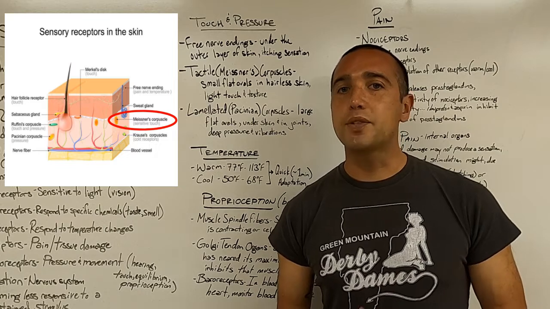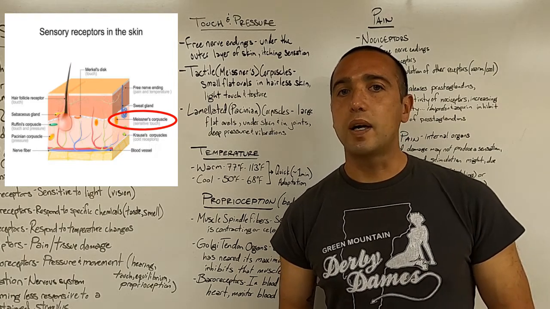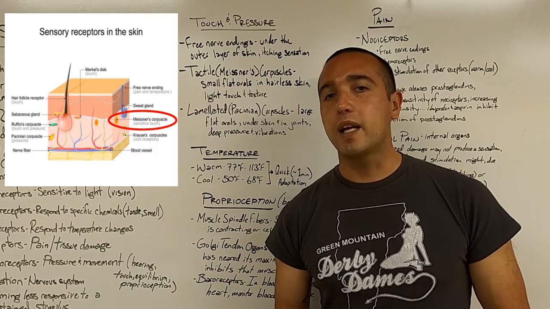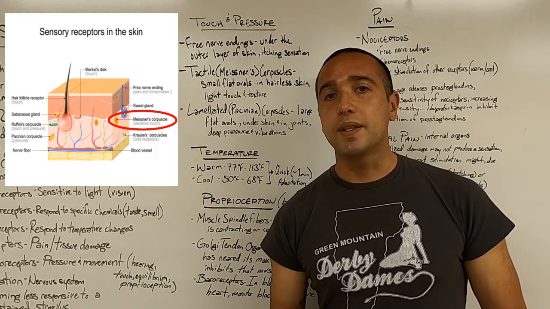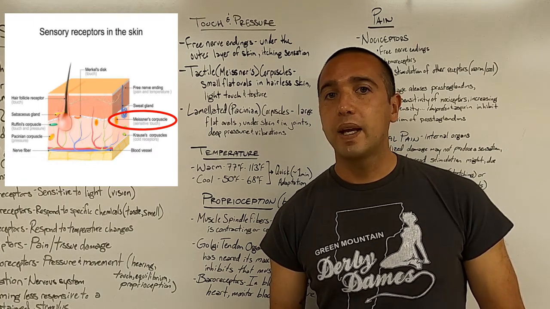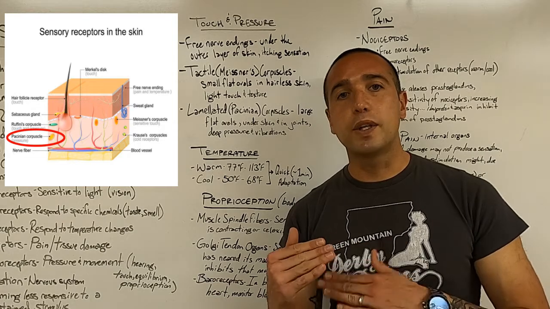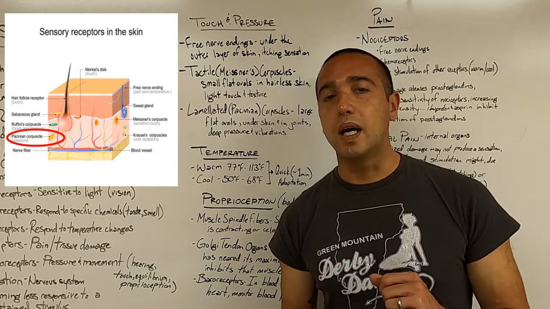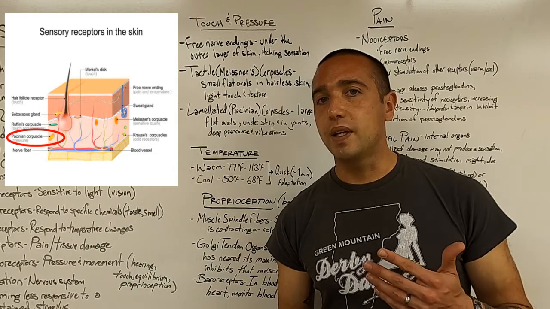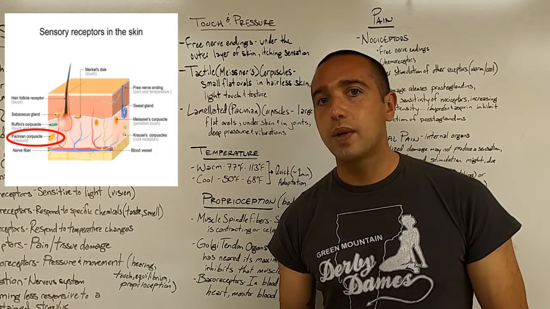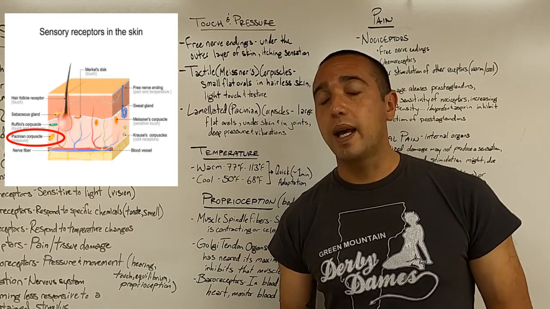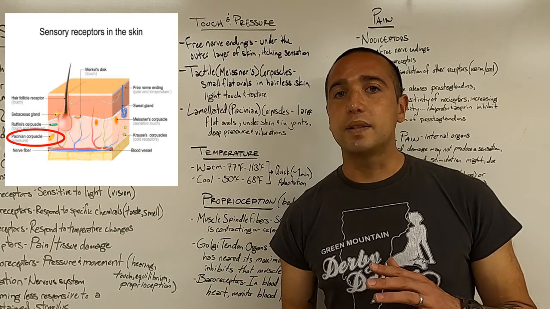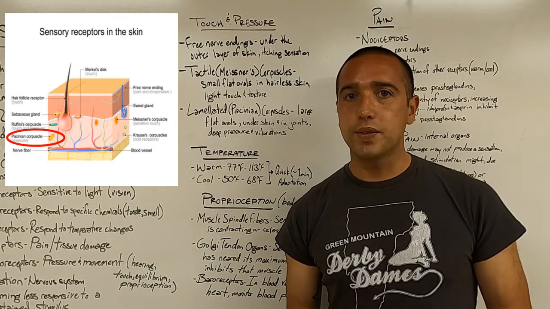Next are called Meissner's corpuscles. These are near the surface of the dermis, right below the epidermis, and they are for light touch and texture. And then deeper down, lower in the dermis, maybe in the subcutaneous fatty tissue or in the synovial joints, are Pacinian corpuscles, and they are meant to sense deep pressure, deep squeezing, or vibrations.